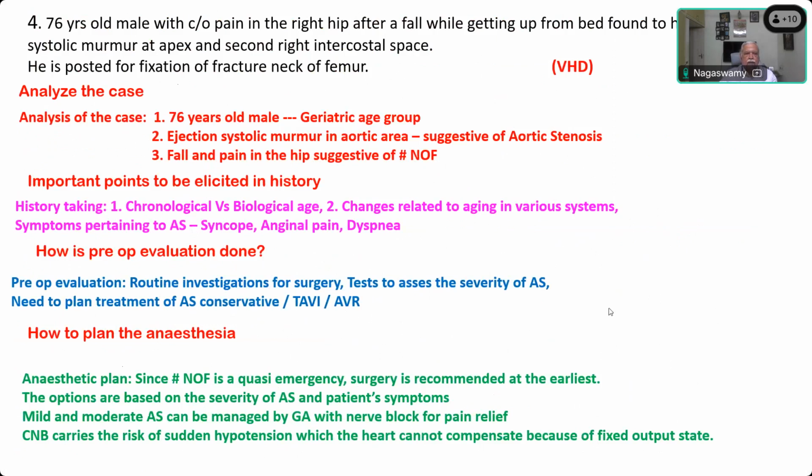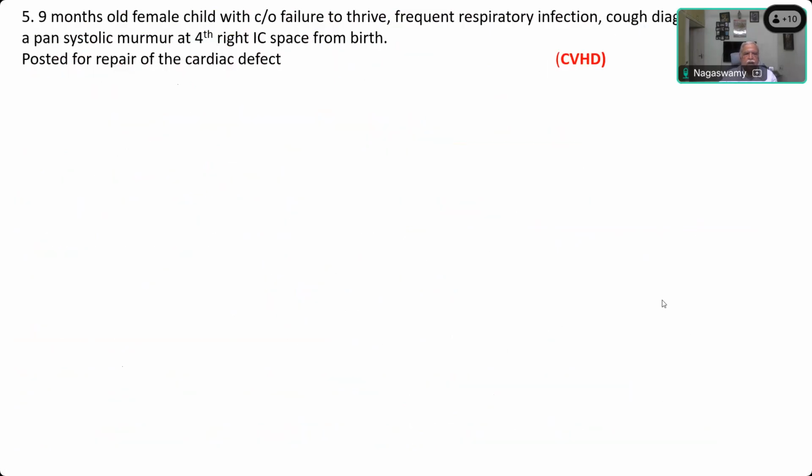Normally in fracture neck, and especially in elderly patients, spinal is safer, isn't it? Why not do it under spinal? That is the way the examiners may try to tempt you to commit and say, I will give a spinal. But it is a very, very risky thing to do in a patient with aortic stenosis.